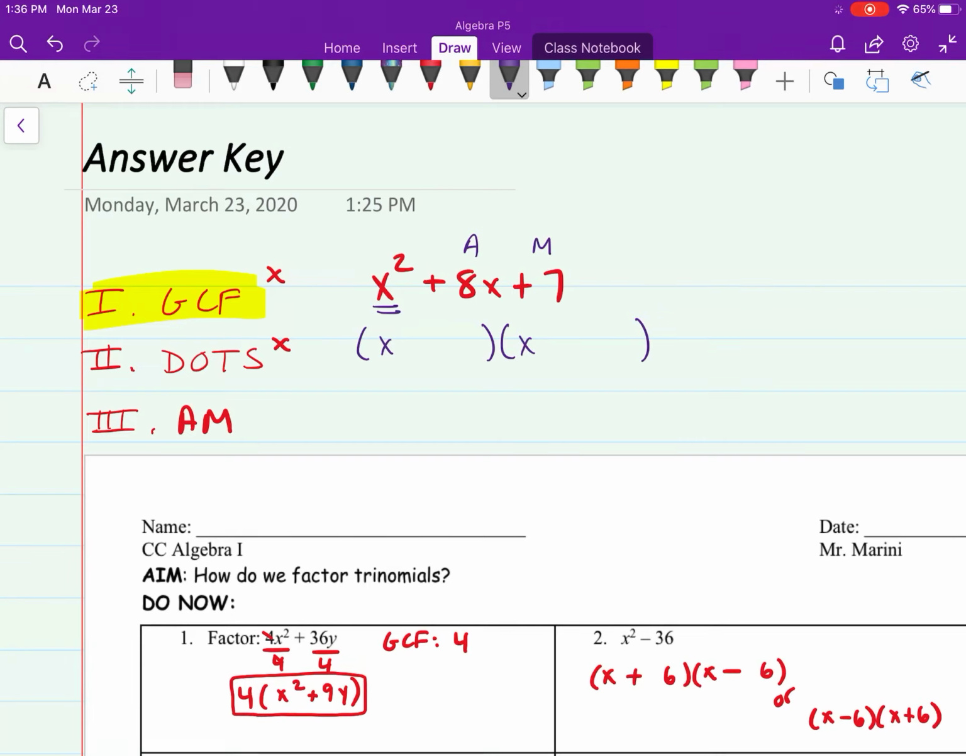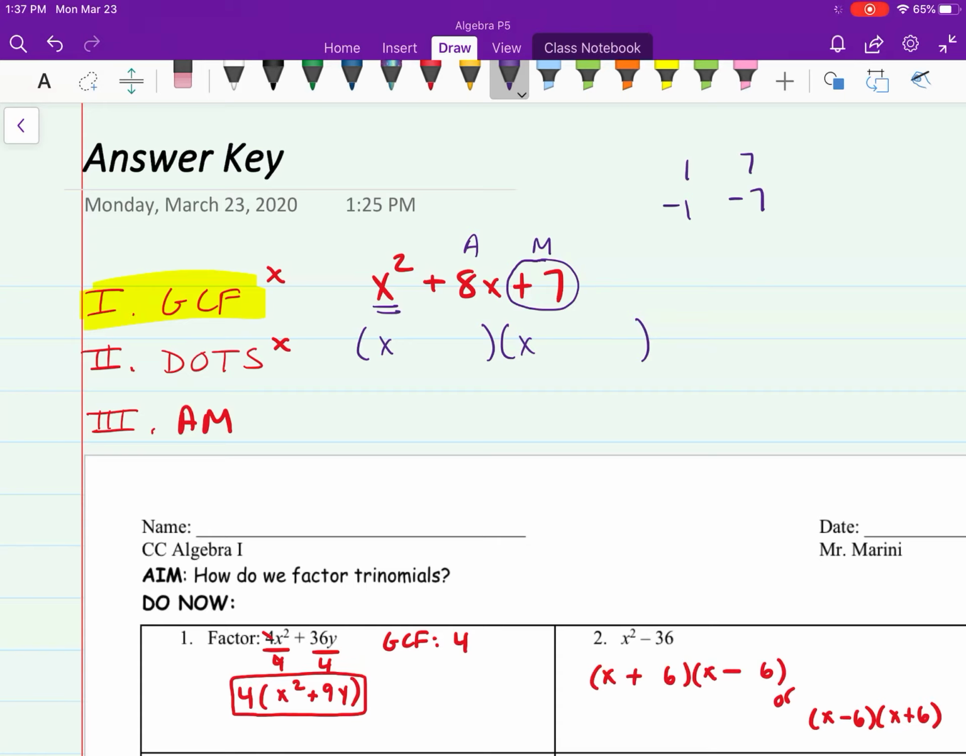I got to put numbers in these parentheses. And you're not just going to pick any numbers. These numbers have to multiply to positive 7. So what numbers multiply to positive 7? Well, that can be 1 times 7. That can also be negative 1 times negative 7. And that's all I can think of.